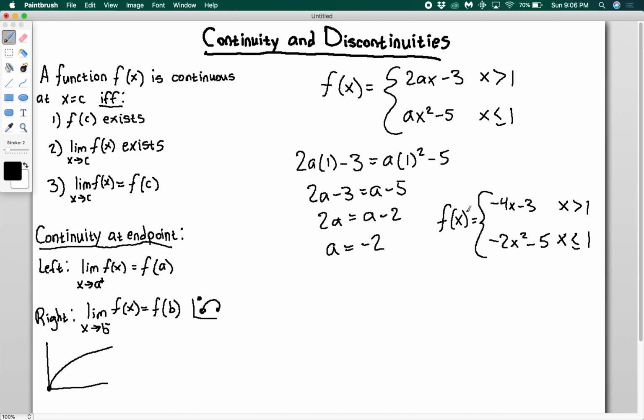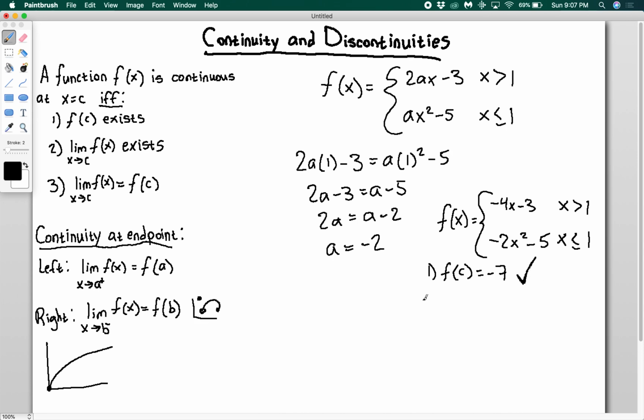Our answer should work. But if you want to check your work and make sure you didn't mess up, just check that these 3 conditions are true. Does f of c exist? Well, f of 1 would be equal to, I look and I say, okay, this one is the one that includes 1. If I plug in 1, I get negative 7. So for condition 1, f of c equals negative 7, so it exists. This is a check mark.